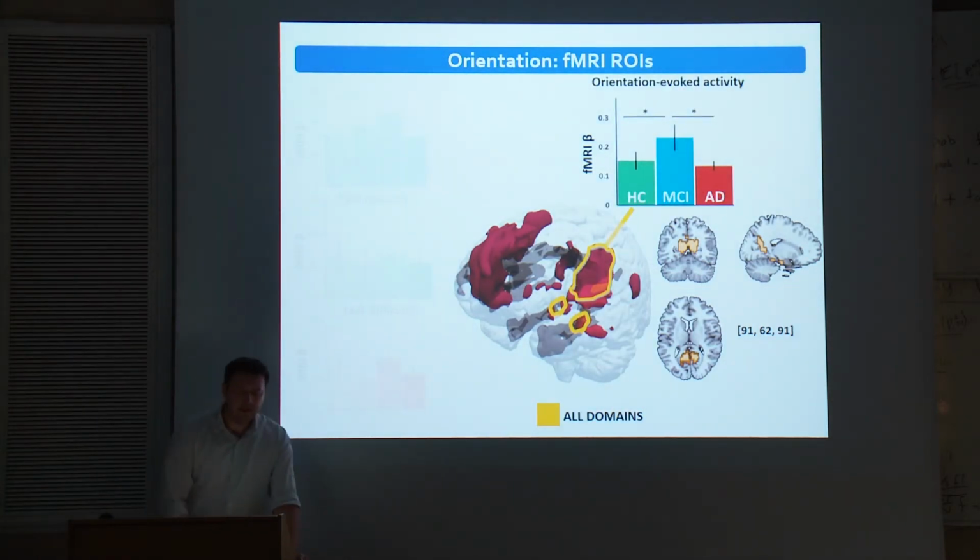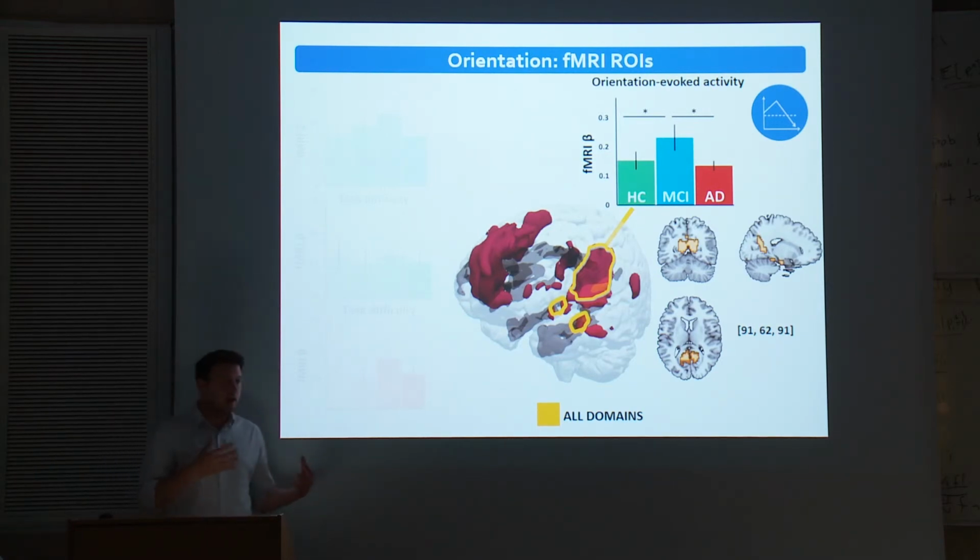Just looking at the results, we see a very interesting pattern that's different from the pattern we've just seen. We see some base level for healthy controls, then upregulation of activity during orientation performance in these orientation-evoked regions, followed by a decrease for Alzheimer's disease patients. This matches our second hypothesis, the two-phase hypothesis.